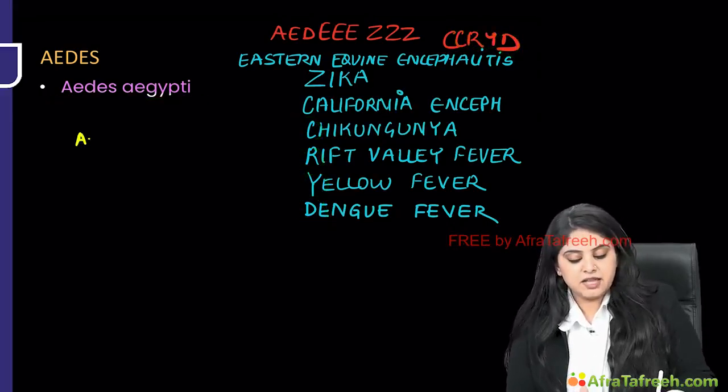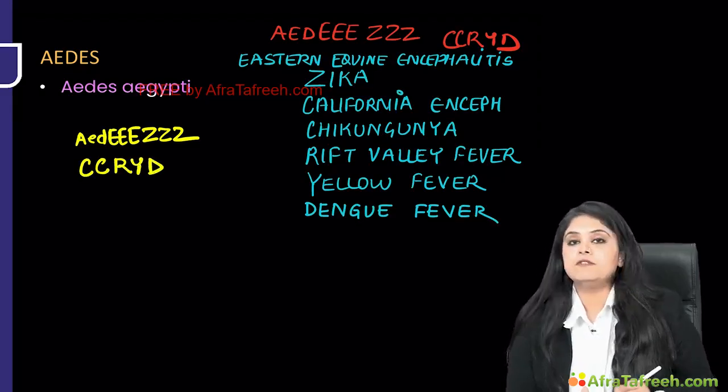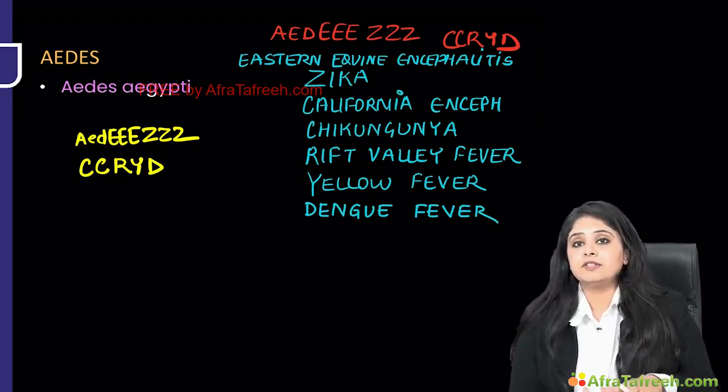So repeating once again, when you write Aedes, Eastern equine encephalitis, Zika virus, California encephalitis, then you have chikungunya, Rift Valley fever, yellow fever, dengue fever. These are all associated with Aedes.